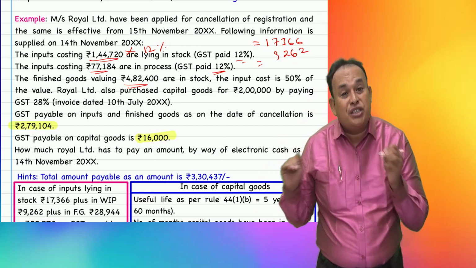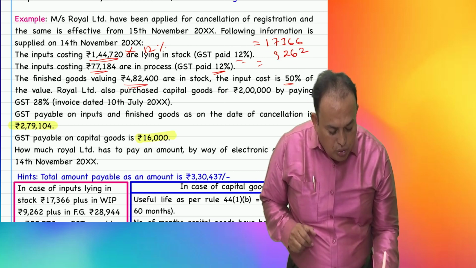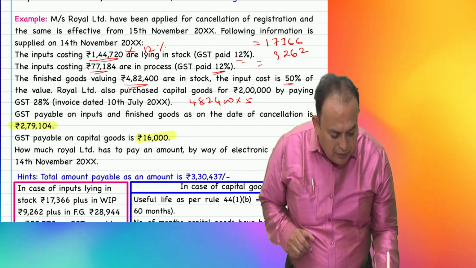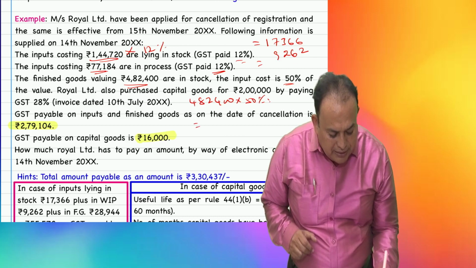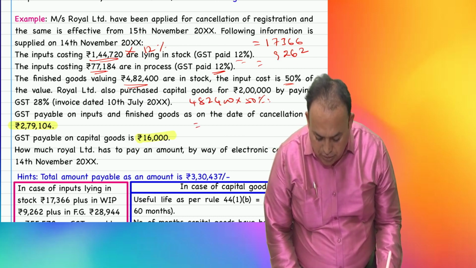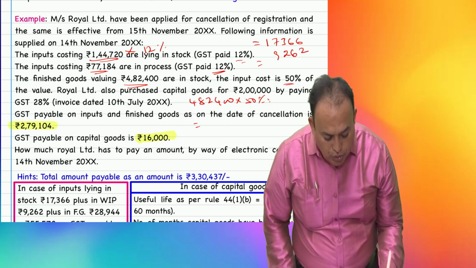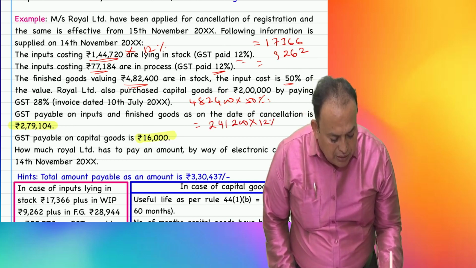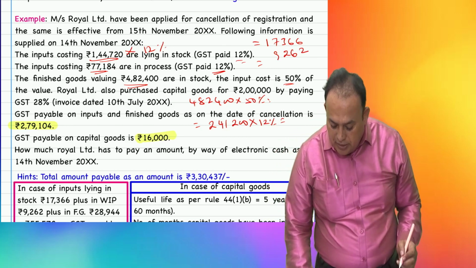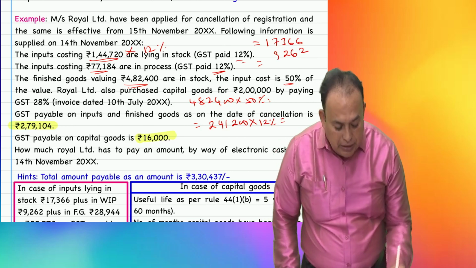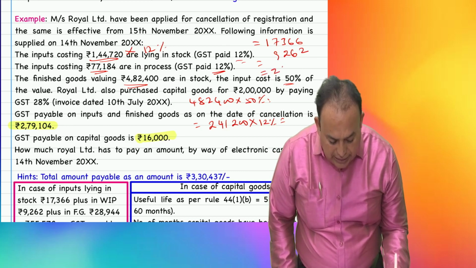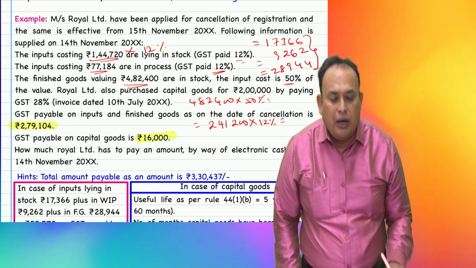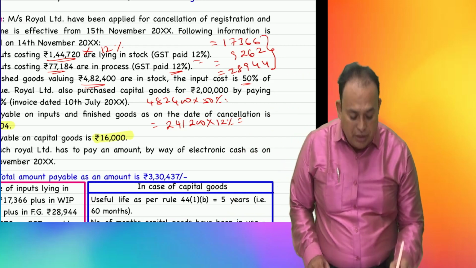Thereafter, finished goods of 4,82,400, in which the input stock is 50%. So 50% of 4,82,400 is 2,41,200, on which GST at 12% comes to 28,944. So what is the total amount of GST?